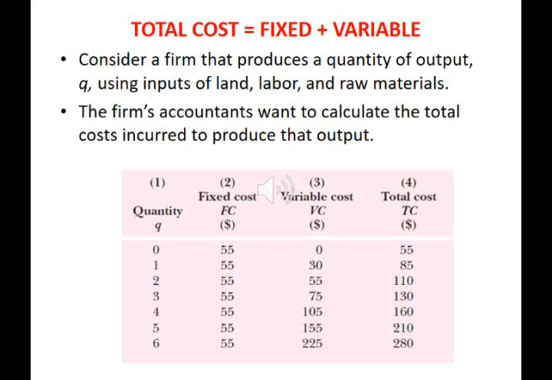And we will find out that this total cost that the firm will be facing will be divided into two components, as is clear from the second column and the third column. So this total cost will be divided into a fixed cost and a variable cost. And this is what we will be explaining in the next slides.